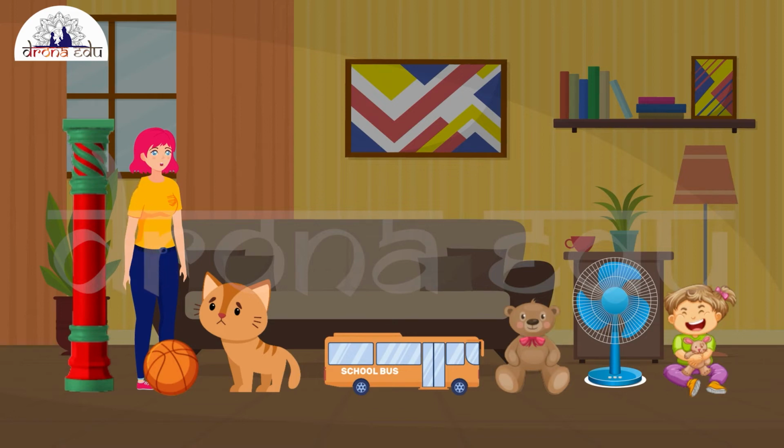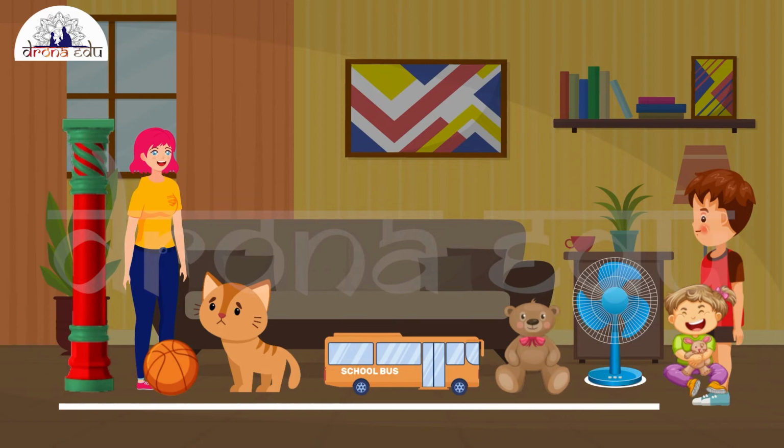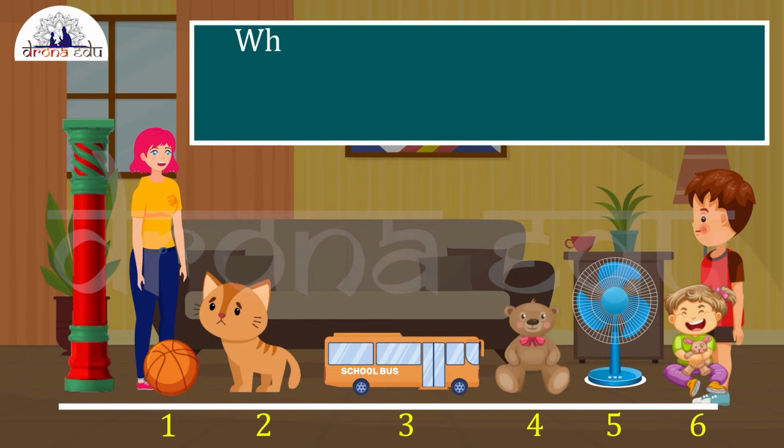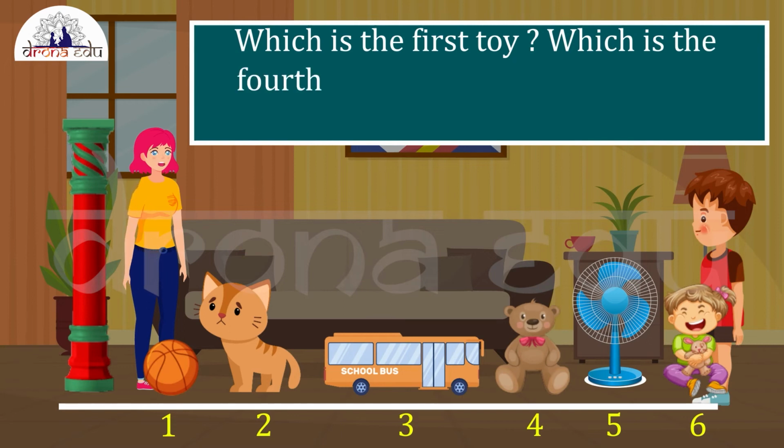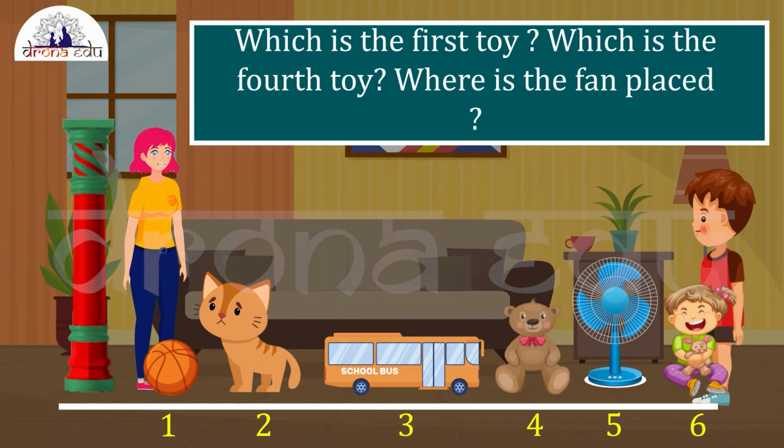At the same time, her brother came there and drew a line from the pillar along the line of toys, and he marked each toy with a number in order, starting from 1. You can see, from 1, 2, 3, 4, 5, 6, he has marked it. Now, my question is, which is the first toy? And one more question: which is the fourth toy, and where is the fan placed?